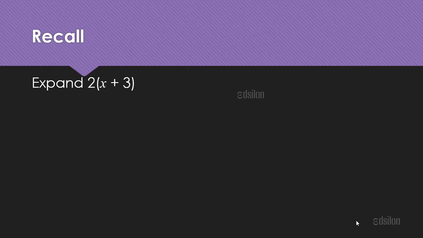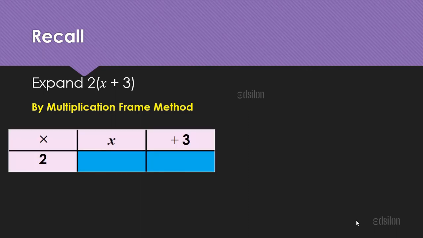Do you remember how to expand the product of a number and an algebraic linear expression using the multiplication frame method and the distributive law method? Let us begin with the multiplication frame method. Given 2 times x plus 3, let us draw out the frame and fill in the number 2 in the first column and x plus 3 in the first row. What do you fill in the blue boxes?